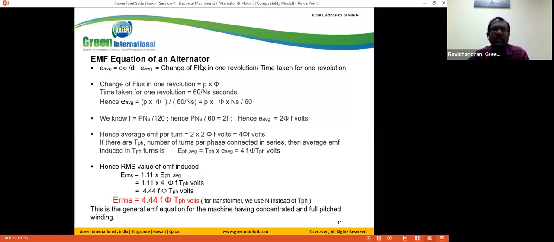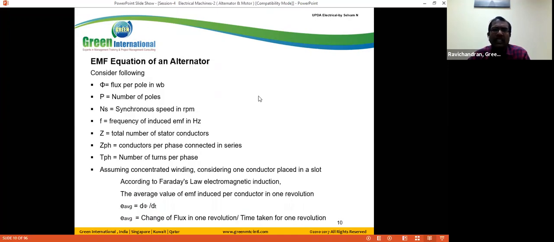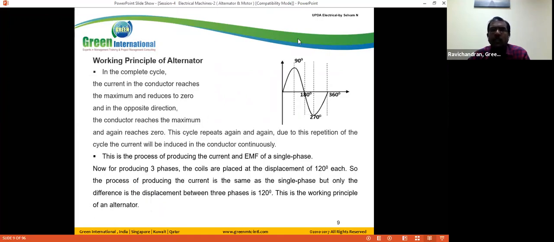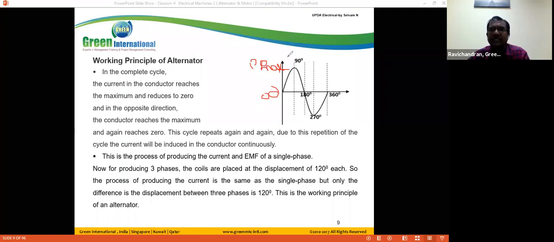So, the EMF equation of the alternator. Average EMF is equal to the change of flux in one revolution divided by the time taken for one revolution. So, the change of flux linkages. From this waveform, we have the minimum value here and the maximum value here. The maximum value is P phi, the minimum value is 0. The difference between P phi and 0 gives the change of flux linkages. Thus we have P phi.